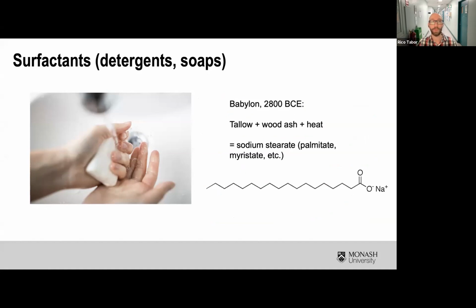But soap was first made about 5,000 years ago by heating up tallow and wood ash, so animal fat and a base, and you end up with, in chemical terms, the hydrolysis products of triglycerides, so sodium salts of fatty acids, so sodium stearate, palmitate, myristate, etc. And they happen to be solid at room temperature, giving you bar soap. And bar soap actually works fabulously well for most purposes in terms of cleaning your hands.